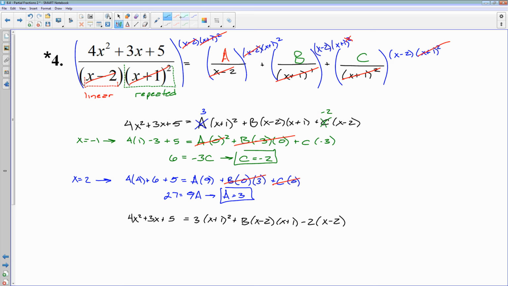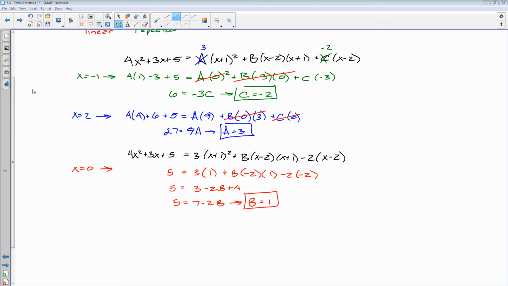So this is where I'm just going to pick some other number for x to plug in. If I can plug in 0, I will. And since I have not plugged in 0 yet, I'm going to plug 0 in. It makes it a lot easier. 4 times 0 plus 3 times 0 plus 5 is just 5, equals 3 times 0 plus 1 squared is 1, plus b times 0 minus 2, and 0 plus 1, minus 2 times 0 minus 2 is negative 2. And now we clean up and solve this equation. There we go, and I paused it to solve that.